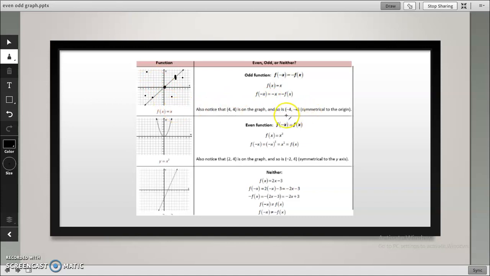For an even function, if I plug in the negative of my x value, I should get whatever I got for the positive. So for example, if I have a 2, I get 4. Well, if I plug in a negative 2, I should get 4 as well. And that's what happens. Now, if the function is not even or odd, we say that it's neither. So it doesn't follow either of these rules.